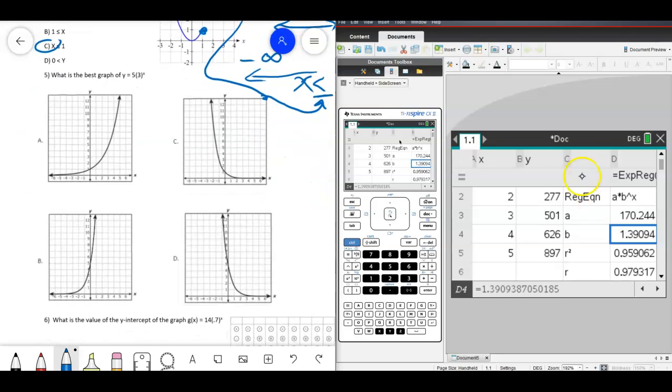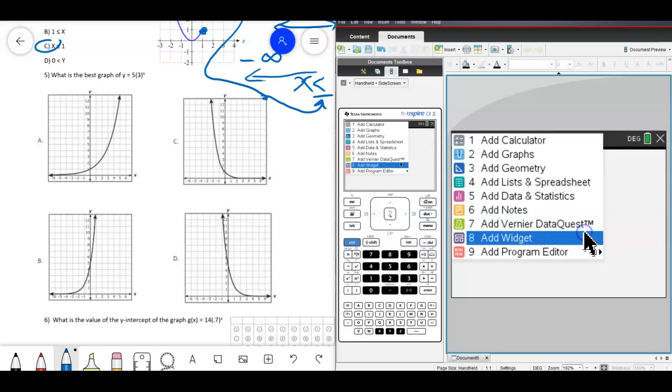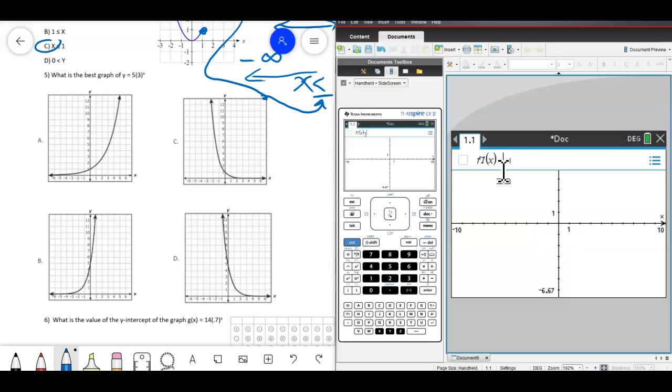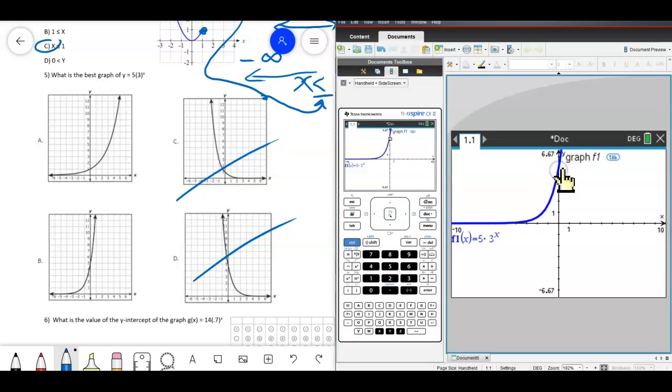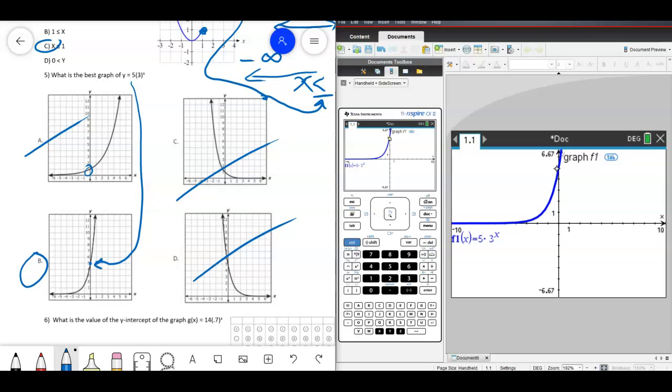This says, what's the best graph for y equals 5 times 3 to the x? Well, let's go to a new document. Let's actually graph 5 times 3 to the power of x. Now this does not look like C or D. And right here, this point, it's hitting at 5. So does it hit at 1? Nope. It's got to be hitting right here at 0, 5. And how can I tell? Because that's my Y-intercept. Cool.